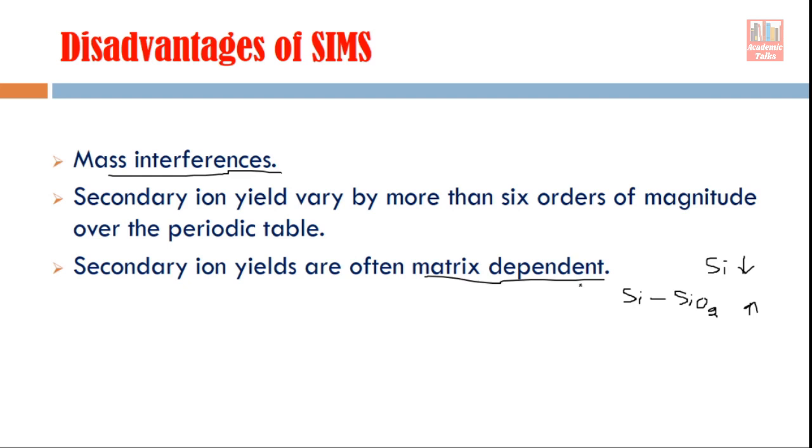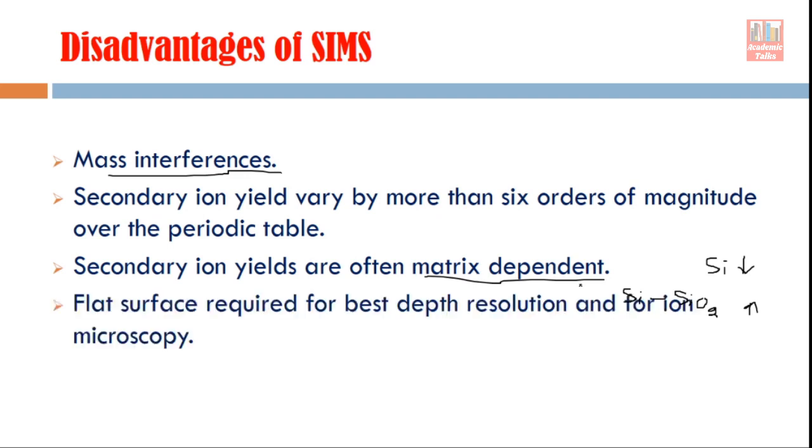So we cannot say that the yield of this particular species is this much. The yield of the same element keeps changing depending on its background, in what kind of sample it is coming from. If silicon is coming from pure silicon, its yield is low. If silicon is coming out from a silicon dioxide sample, then its yield will be more. So sometimes it becomes difficult to handle situations where the secondary ion yield is matrix dependent.